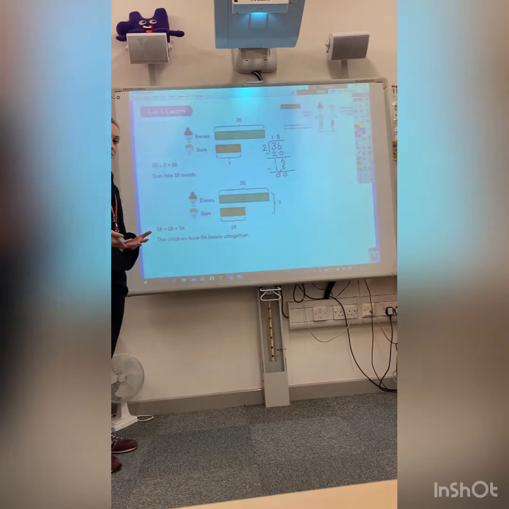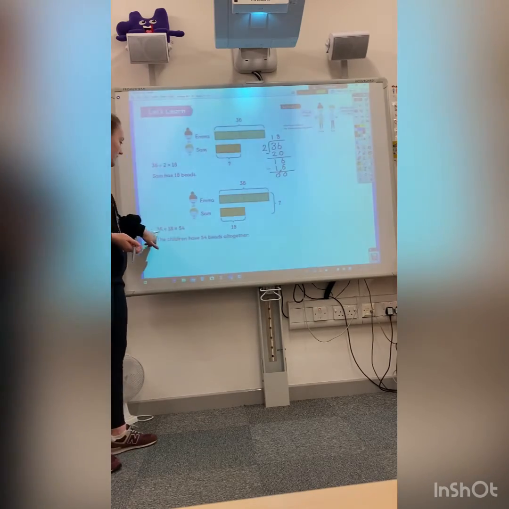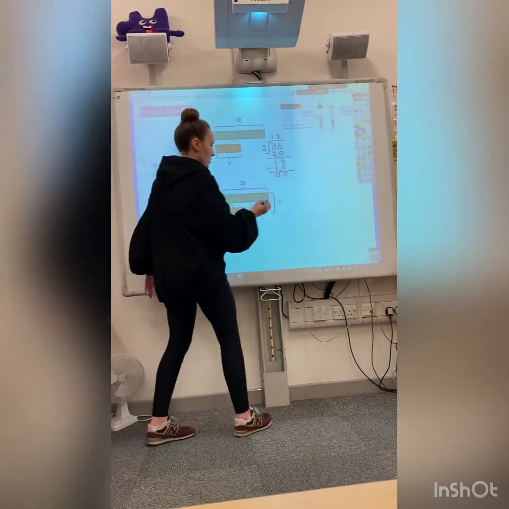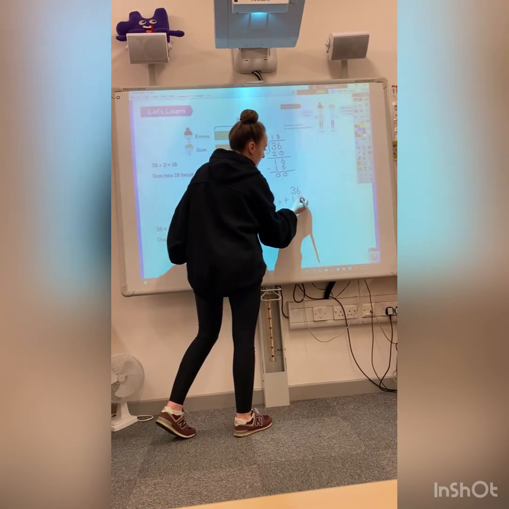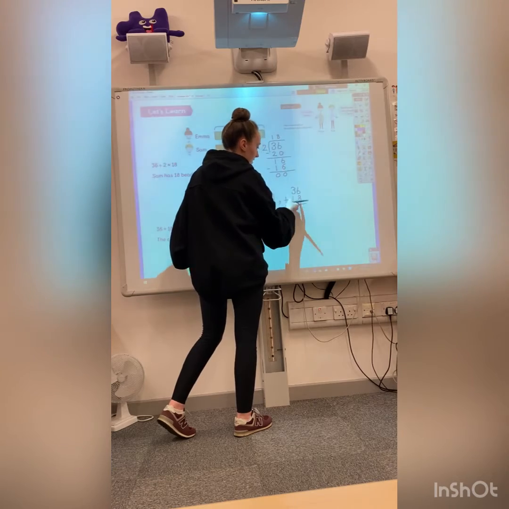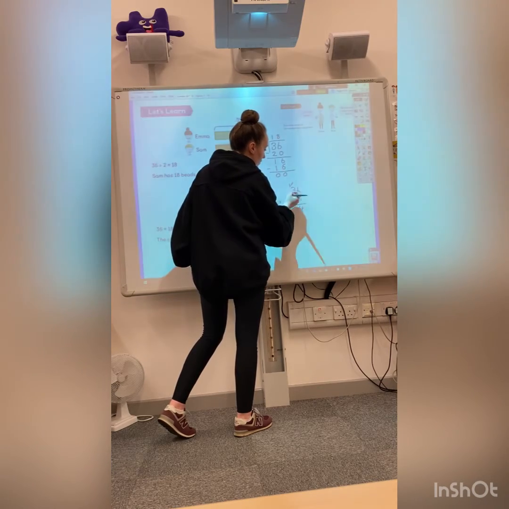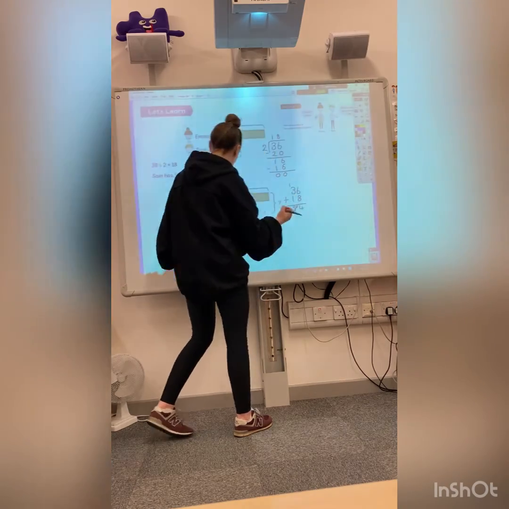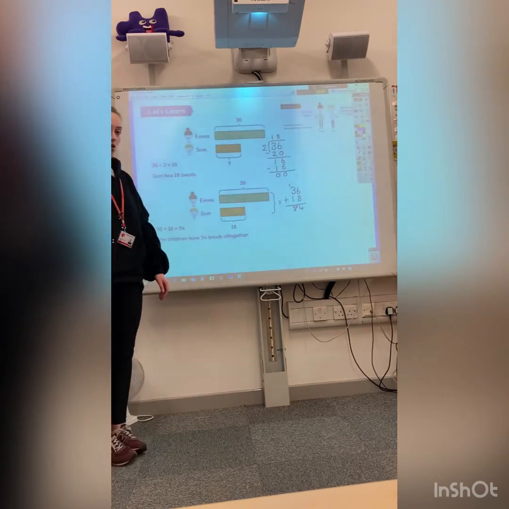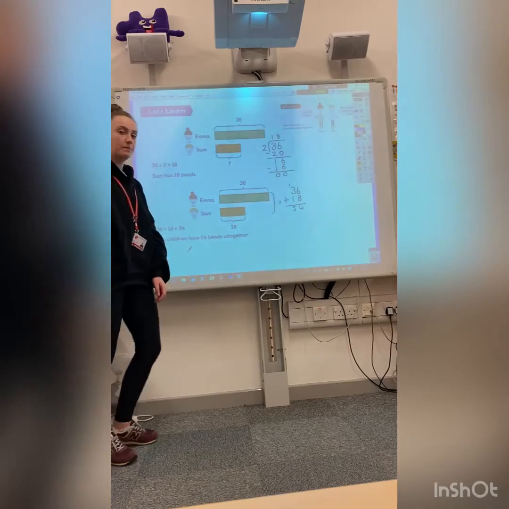Okay, so Sam would have 18 beads. Then to find out how many there are altogether, we're going to do 36 add 18, which you would do in column addition. 6 add 8 is 14. Carry over your 1 ten. 3 tens add 1 ten is 4. Add one more is 5. They have 54 beads altogether. Okay?